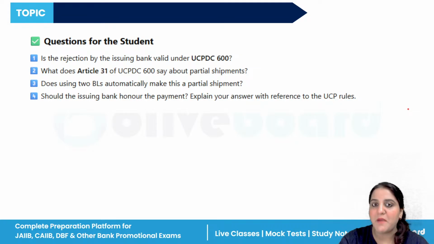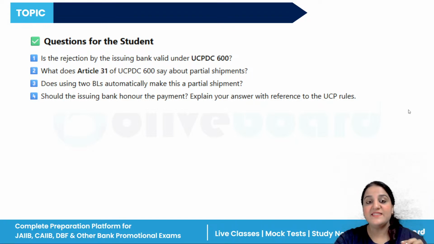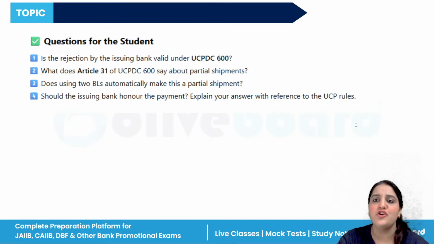Is the rejection by the issuing bank valid under UCP 600? What does Article 31 of UCPDC 600 say about partial shipments? Does using two bills of lading automatically make this a partial shipment? Should the issuing bank honor the payment? Explain your answer. So let's start with the first question. Is this rejection valid or not?